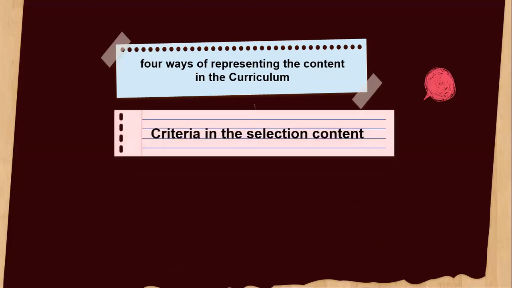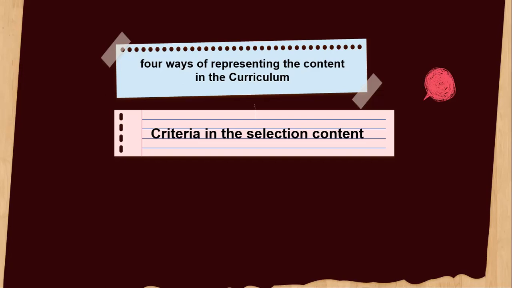So there are four ways of representing the content in the curriculum. What are these four ways? First, we have the criteria in the selection of content. Class, you should always remember that there is a criteria in selection of content. So what are the criteria? It is written on your module. I just summarized it here because it would be a long discussion.